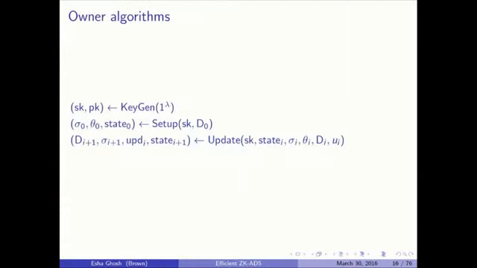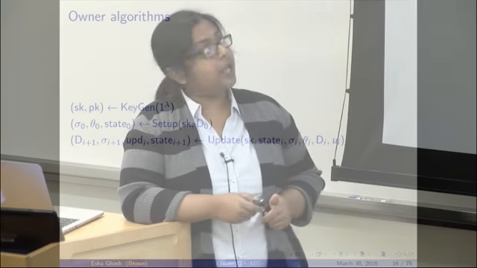Okay. So, for the algorithm, there are three parties like we said: the owner, the server and the client, and there are three algorithms. One is the key generation algorithm that takes the security parameter and generates a secret key and a public key for the owner.